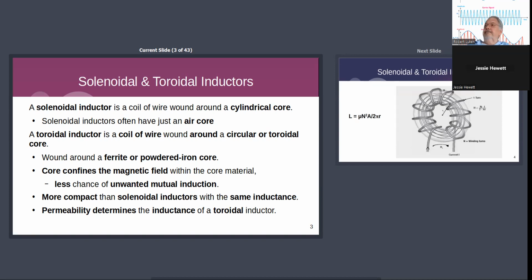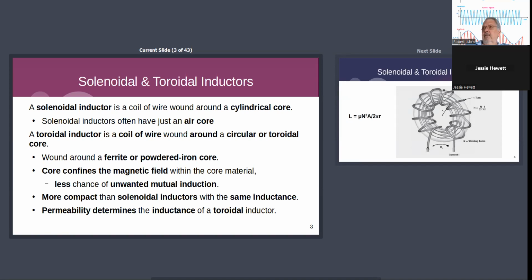Okay, so all a solenoid inductor is a coil of wire around a cylindrical core. Could be air or ferrite, and a lot of times what you saw in older AM radios in particular was a ferrite rod with the coil wrapped around it. It also served as an internal antenna.